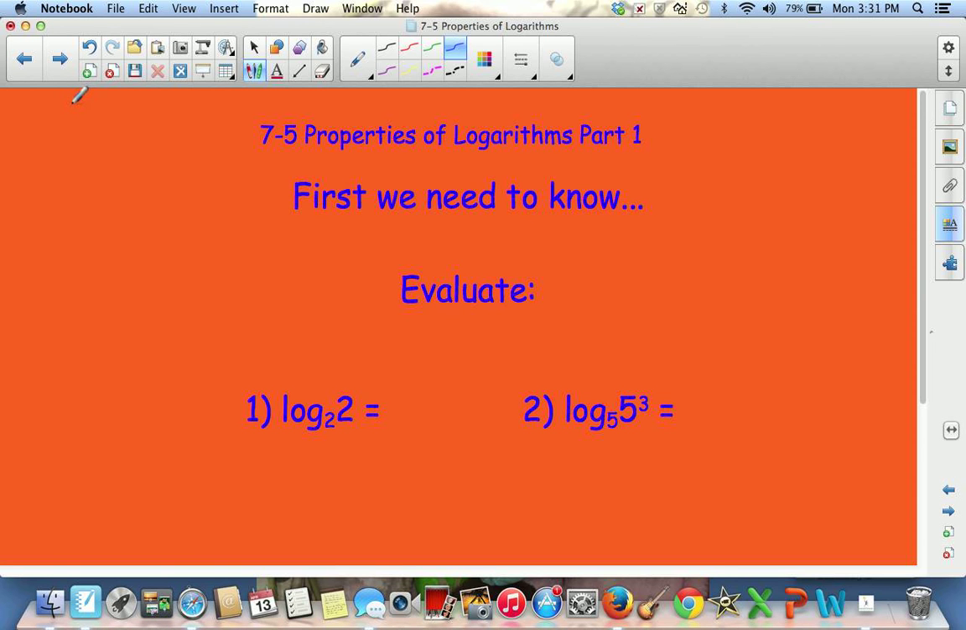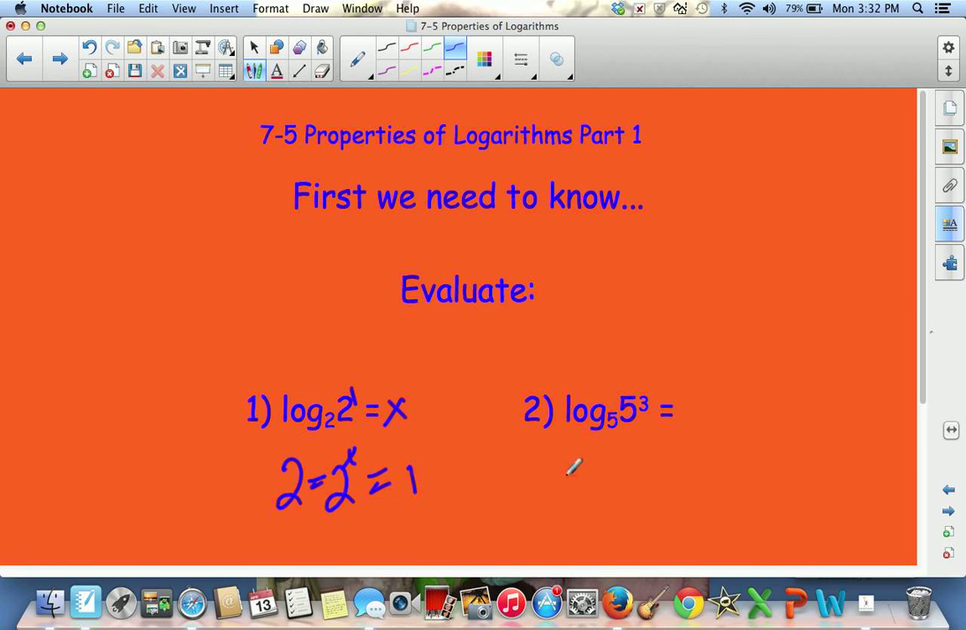So first thing you need to know is what happens when the base and the argument are the same. If you think about it, if we use a 2, the base equals what power? If this was x, well, it's going to be 1. And notice the exponent on this 2 is 1. So it would just equal 1.